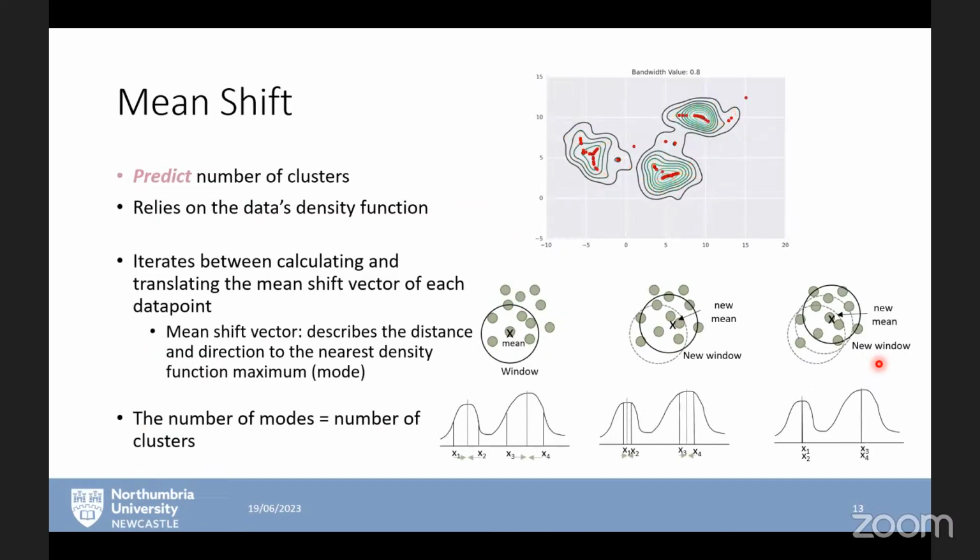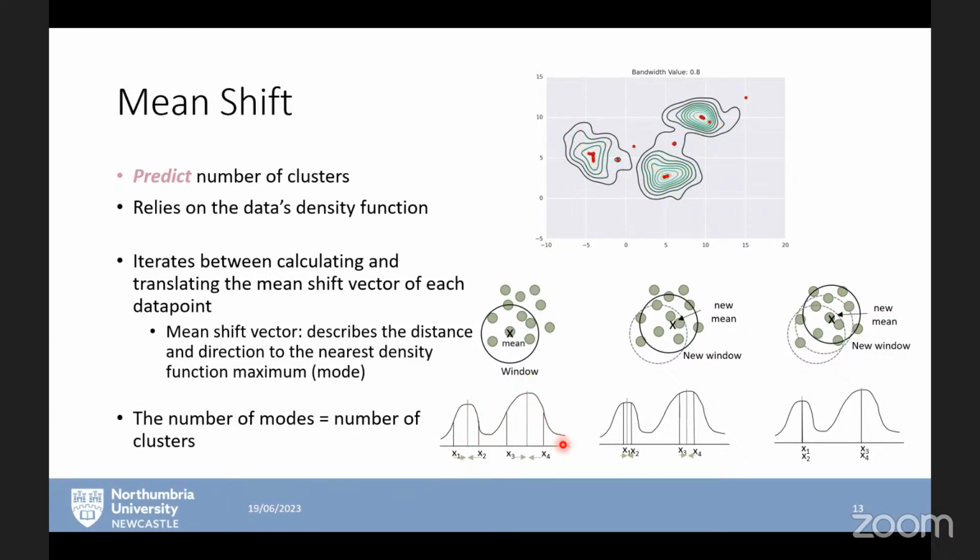Now, mean shift is really great as it only relies on the density function of the data, so it does not rely on any external parameters. It works by iterating between calculating and translating the mean shift vector of each data point until they converge on a density function mode.